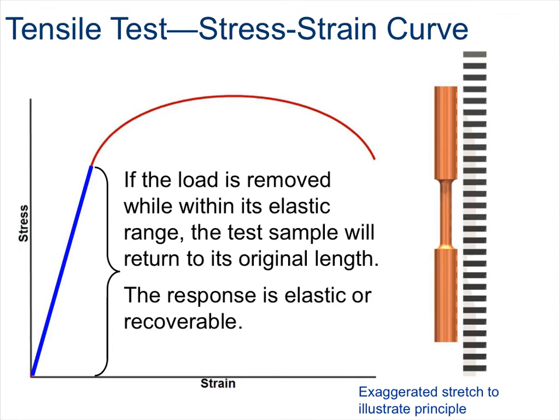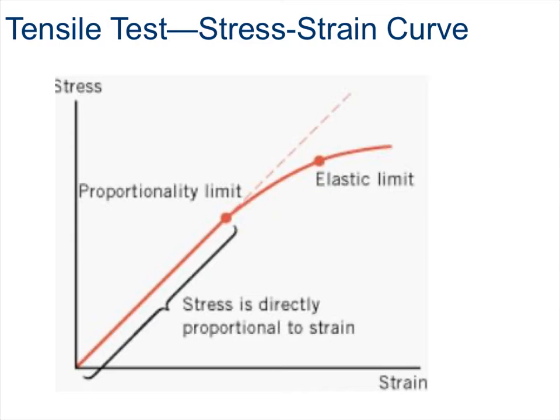As you can see in this demonstration, if the load is removed while within its elastic range, the test sample, which in this case is the dog bone, will return to its original length. And we call this the elastic range because the response of the dog bone is elastic or recoverable. The elastic limit is the uppermost stress of elastic behavior. Make note that the elastic and proportional limits are located almost at identical positions, with the elastic limit being slightly higher as it's located at the yield stress point.